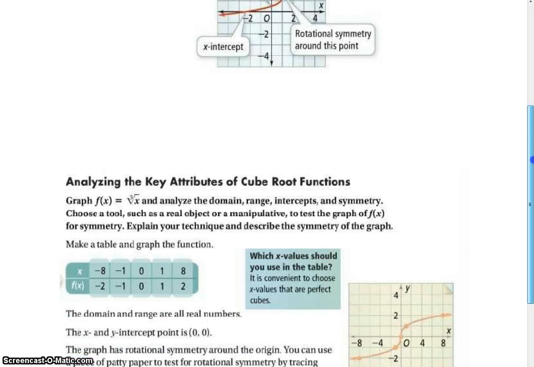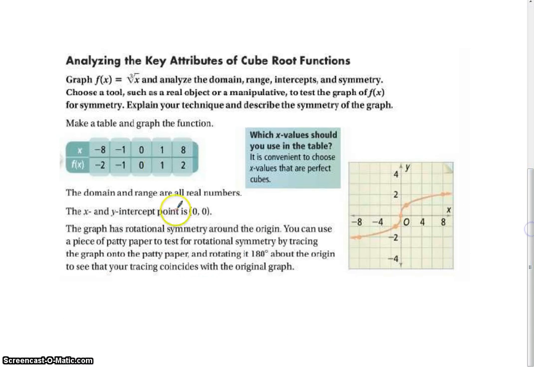So, when you analyze the key attributes, if you graph it and figure out what the domain and range and intercepts are, you're going to get that from your calculator, from your graph. You're going to start by taking what they gave you and putting it into y equal, and then you would make a table. They recommend that it's convenient to use x values that are perfect cubes. If you're having to do this on your own, without a calculator, you'd want to use perfect cubes.